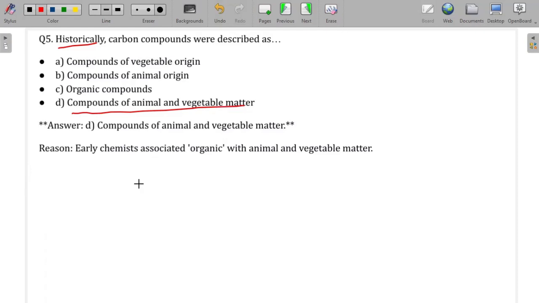They were also there in tutorial sheets. I solved those questions and the videos are there on the website, so please go through them. So historically, carbon compounds were first described as compounds of animal and vegetable matter.